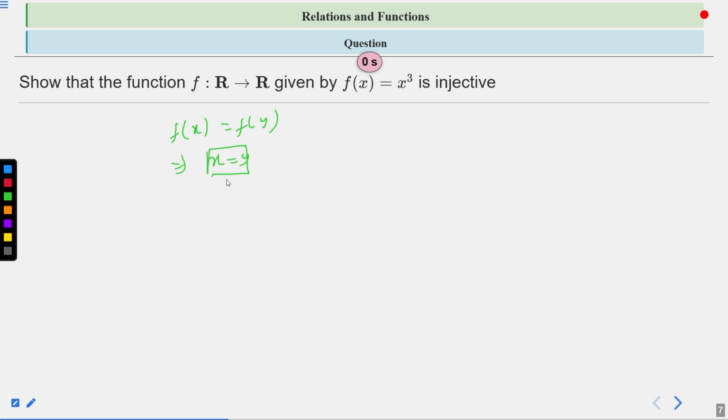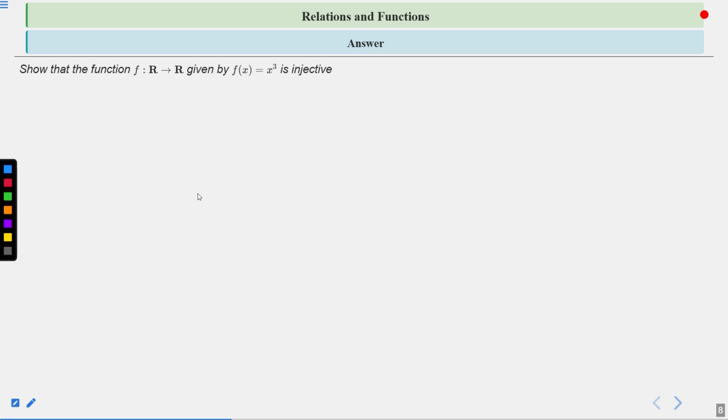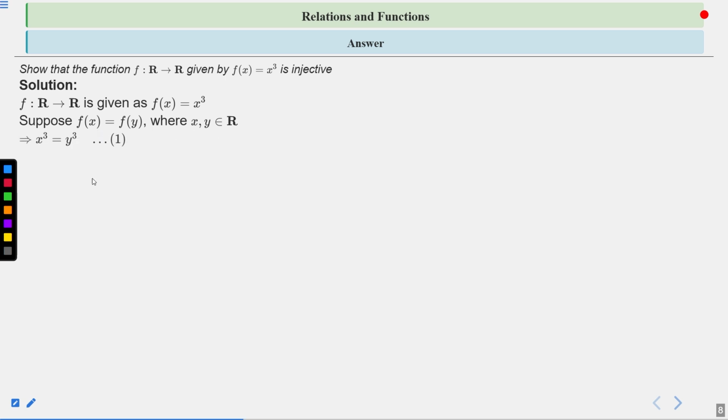Okay, let us move to the solution part. The question says that we have to show that the function f from R to R given by f(x) is equal to x cube is injective, right? So let us move to the solution. The function defined from R to R is given as f(x) is equal to x cube. So suppose we take f(x) is equal to f(y), where x, y belong to real. So when we do f(x) is equal to f(y), f(x) is x cube, therefore x cube is equal to y cube. Let us call this equation 1.